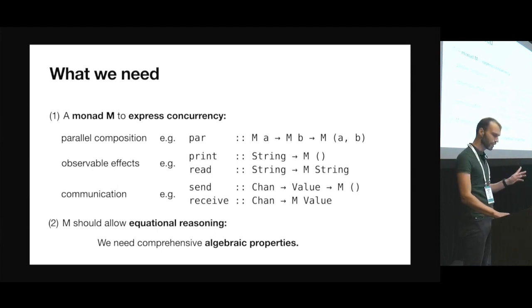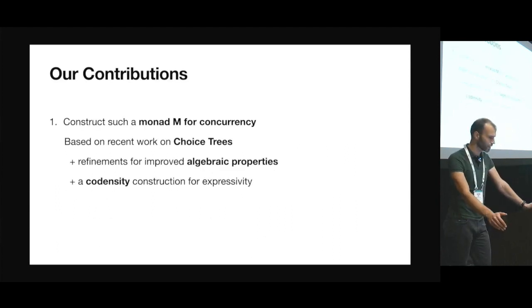And then secondly, we need nice reasoning principles for our calculation approach, right? So nice comprehensive algebraic properties that allow this. And so what we do in this paper is to construct such a monad, right? And this is based on recent work on choice trees. And we add two things to choice trees. First of all, we do a very small refinement of the syntax and the semantics of choice trees, which gives us slightly better algebraic properties, but which we need actually for our calculations. So these turned out to be crucial in the end.